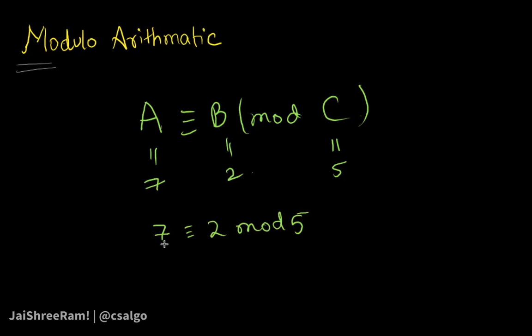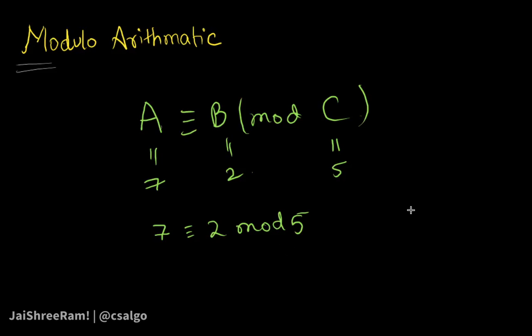So this says that 7 is almost equal to 2 in the modulo domain of 5. When you're taking 7 and 2 both in the modulo domain 5, they are both same. Now what does that mean? What is this modulo domain that we're talking about?